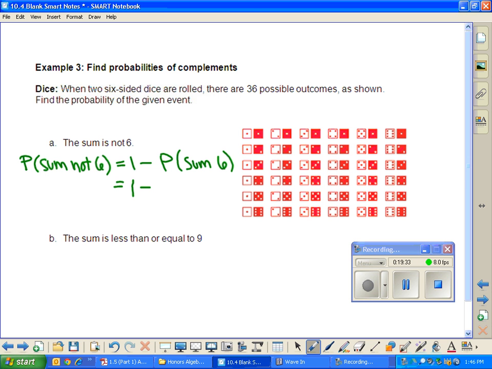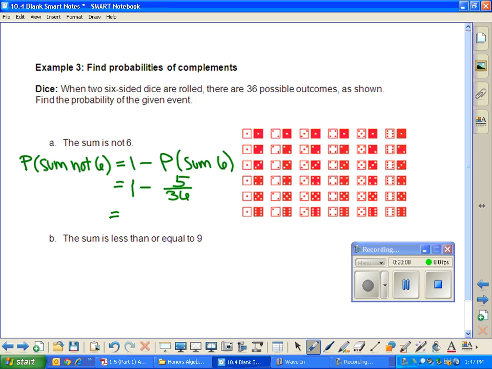1 minus, you may need to take a moment, look through all the different options. They're all up there for you. And figure out how many different times you would get the sum of 6. Noah? 5 of them, yes. So what's the probability? Yeah, 5 over 36, very nice.